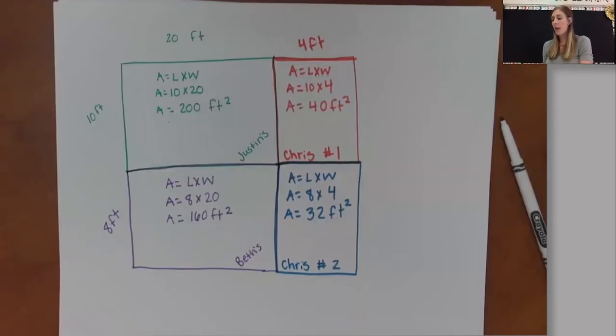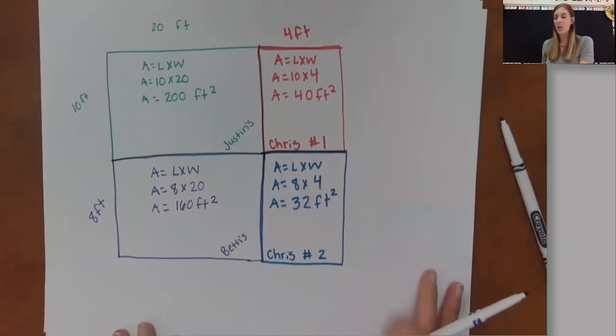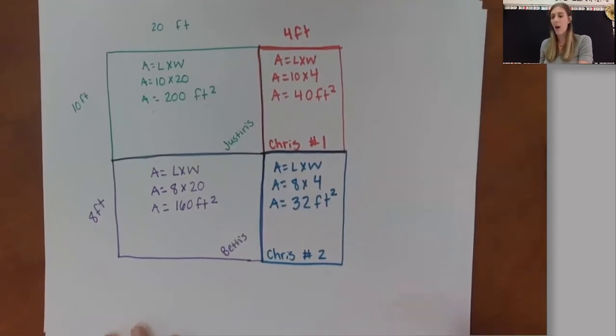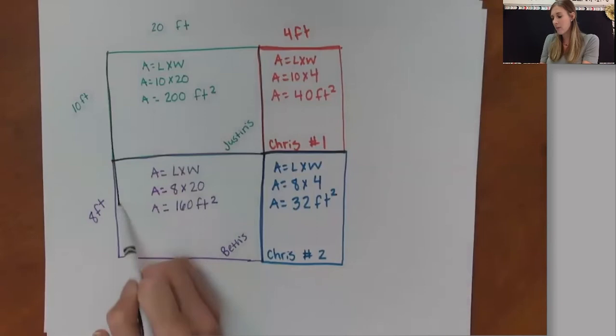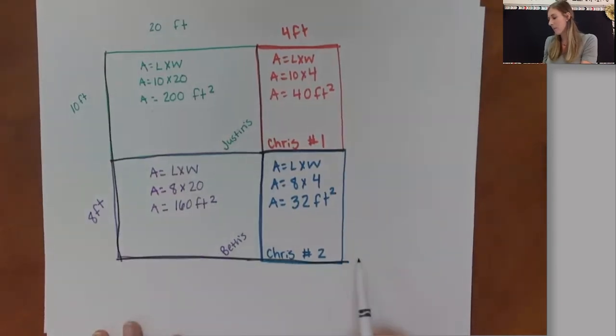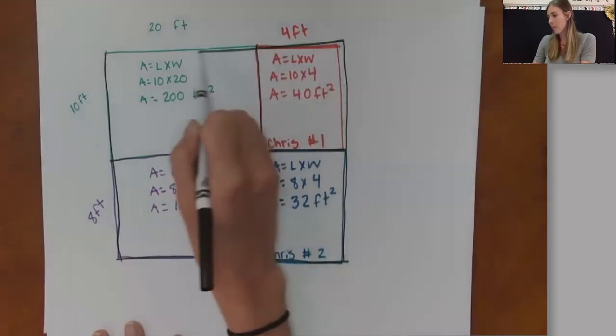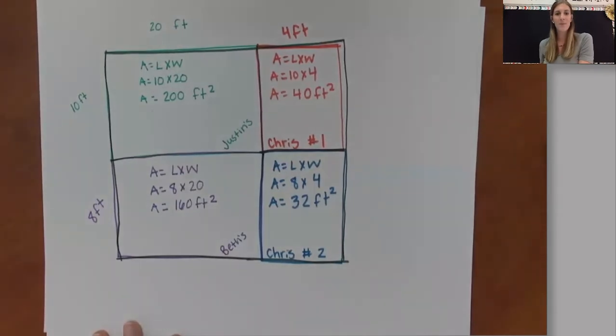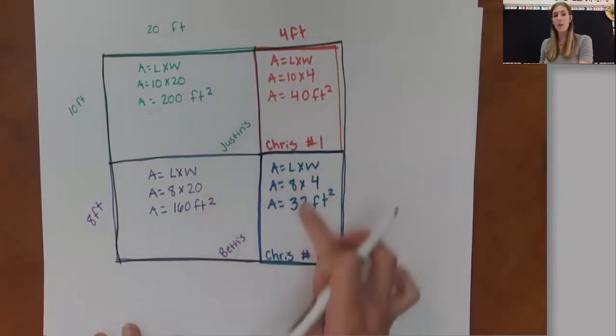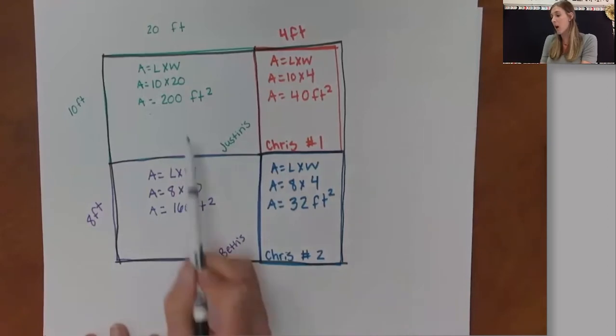So now that we know the area of each small piece of the playground, how can we use this information to find the area of the entire playground? Correct, we can add up all the small areas or those partial products.